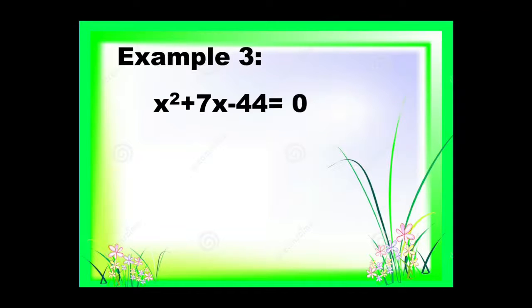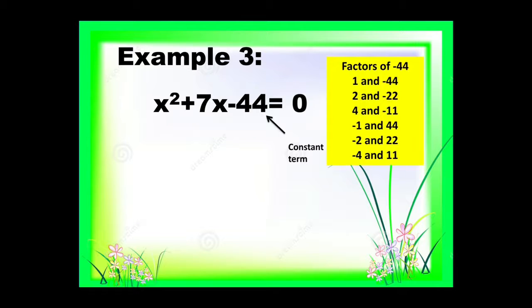Example number 3. x squared plus 7x minus 44 is equal to 0. Since the constant term is negative, we are going to think of two numbers. When you multiply, the answer is negative 44, and when you subtract, the answer is positive 7. So what are the factors of negative 44? We have 1 and negative 44, 2 and negative 22, 4 and negative 11, negative 1 and 44, negative 2 and 22, negative 4 and 11.